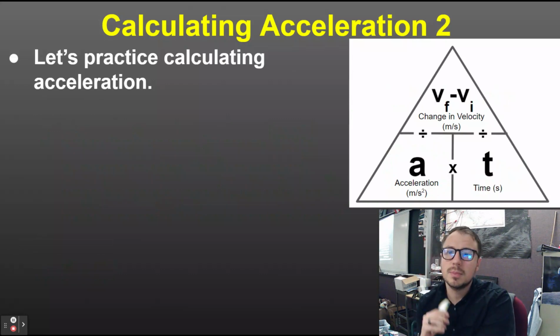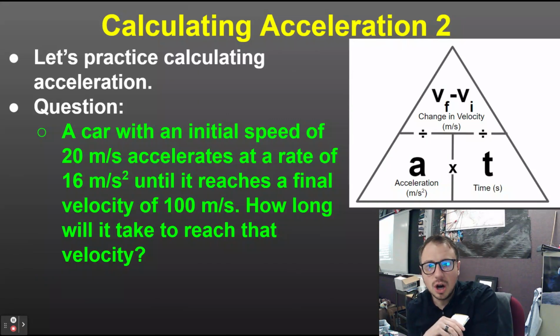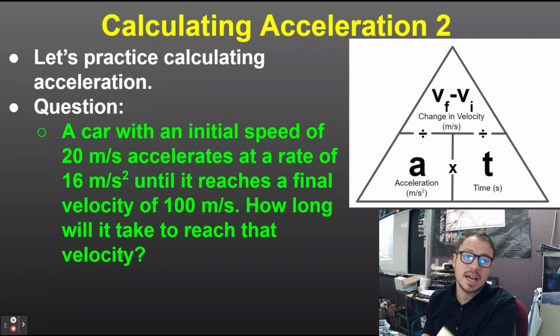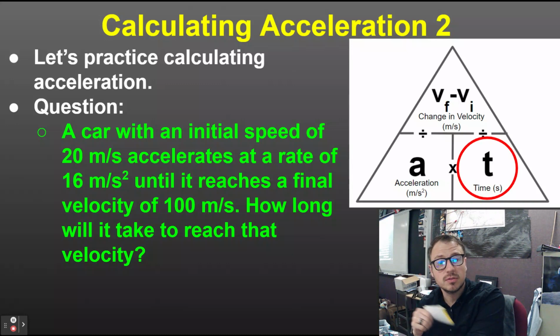So let's look at another problem here. A car with an initial speed of 20 meters per second accelerates at a rate of 16 meters per second squared until it reaches its final velocity of 100 meters per second. How long will it take to reach that velocity? All right, so first thing I've got to do is figure out what this question is asking me to find and cover up what I'm looking for. It's asking me how long, so I'm looking for time. So time equals your change in velocity divided by the acceleration. So I plug in what I know.